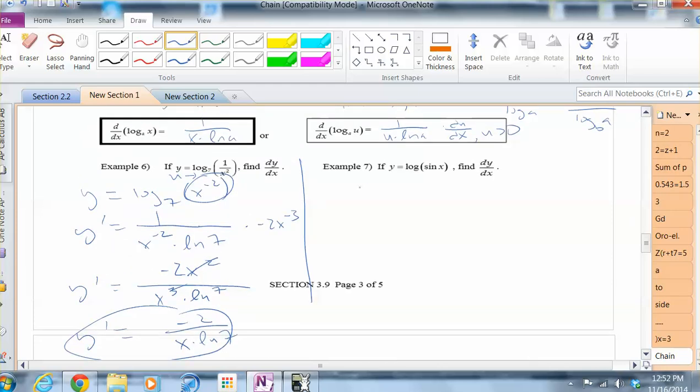Or in this case here, y prime will be 1 over sine x times natural log of 10, because you have a common log, so it's base 10, times the derivative of the inside, which would be cosine x. So my derivative is this, cosine x over sine x times natural log of 10.